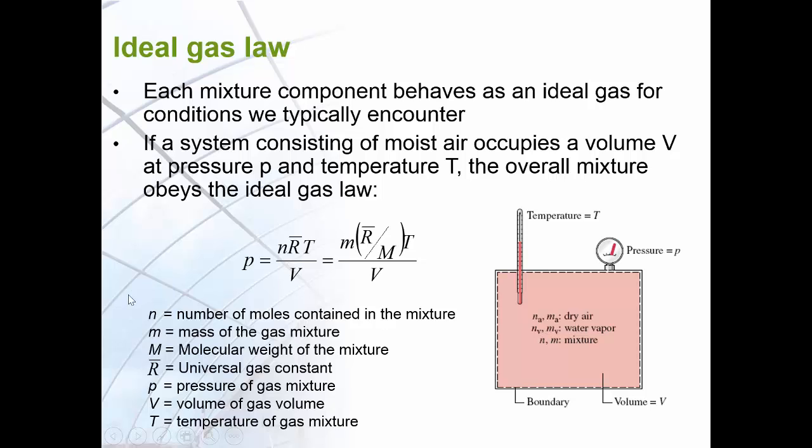In this equation, the variables include the number of moles contained in the mixture, shown by N, the mass of the gas mixture, shown by m, and the molecular weight of the mixture, shown by capital M. R prime represents the universal gas constant, P is the pressure of the gas mixture, V is the gas volume, and T is the temperature of the gas mixture.